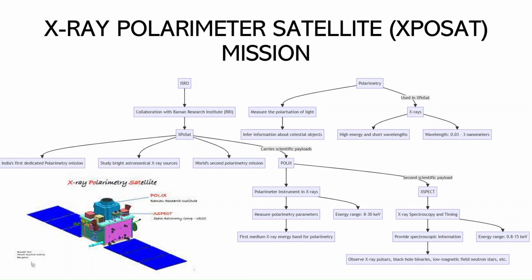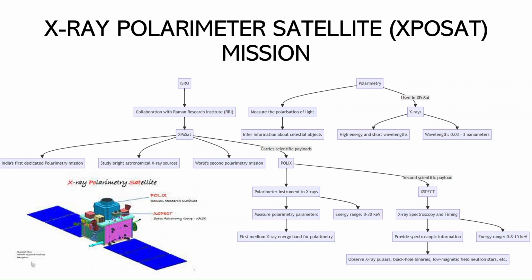Next up is the XSPECT, and its full form is X-ray spectroscopy and timing payload. This one will provide us with invaluable spectroscopic information and will reveal how light is absorbed and emitted by various objects. It will observe several fascinating sources such as X-ray pulsars, black hole binaries, and even low magnetic field neutron stars. Right? Now, in general, what is polarimetry?